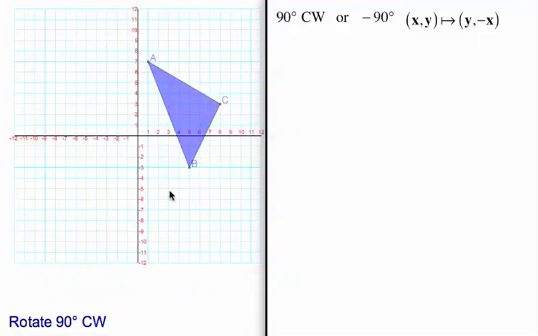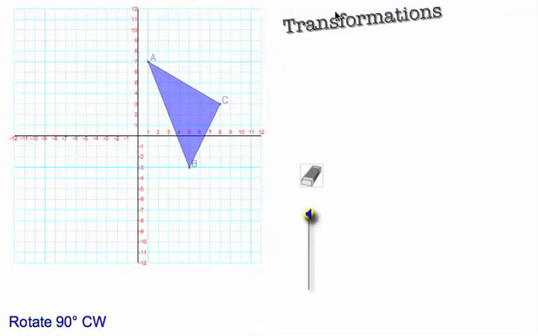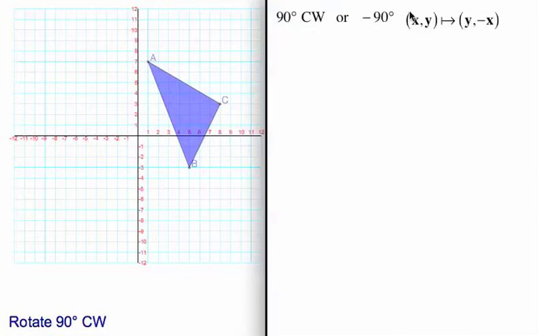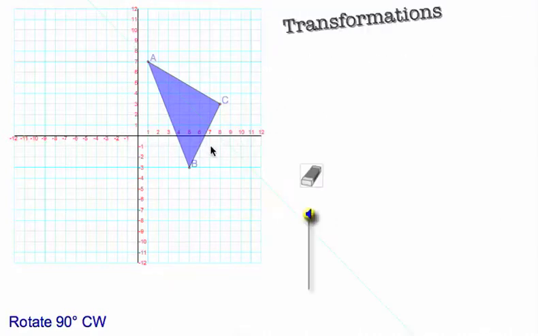All right, let's look at a level 9 type question. Okay, so now there's no rotation button or anything like that. We're just going to be plotting the points the way you would on paper. So our mapping notation x, y becomes y, negative x. So the A, which is 1, 7, is going to become 7, -1. So 7, -1, let's plot that point.